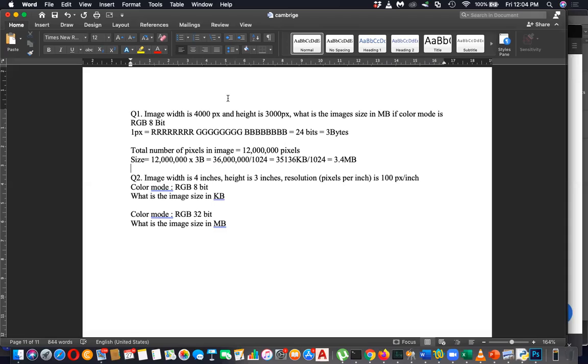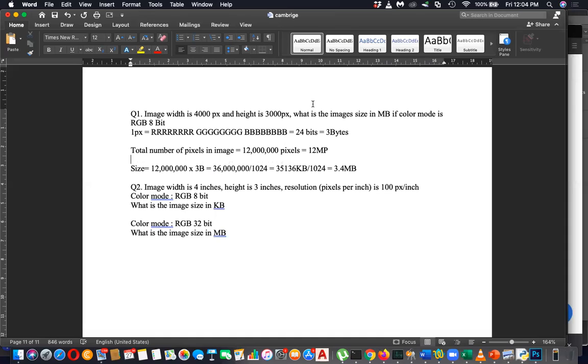If the image is 4000 by 3000 pixels, then altogether it is 12 million pixels. We call this 12 MP sometimes, 12 megapixels. Image is 12 MP. And the average size of the image is what we found. That is the maximum it can go. It can be less than that based on compression. There are compression algorithms because you can't store the image in its original format, as it might waste your resources.